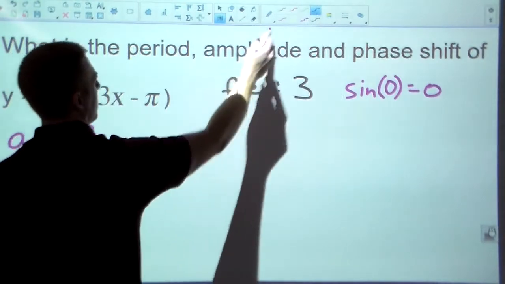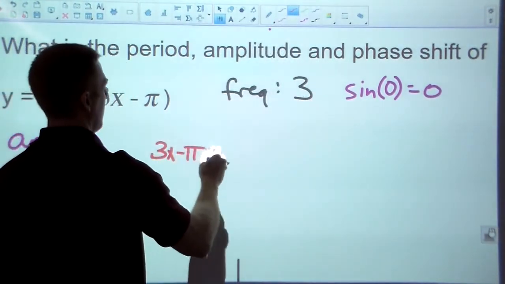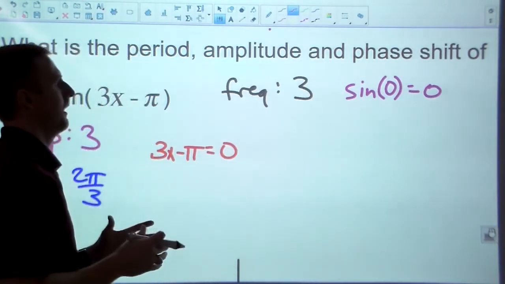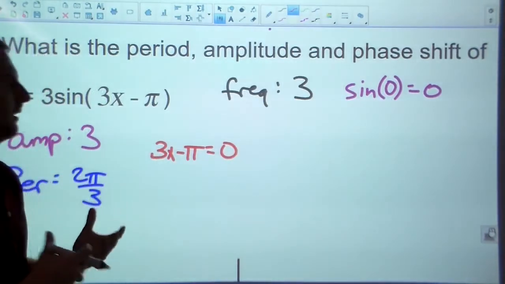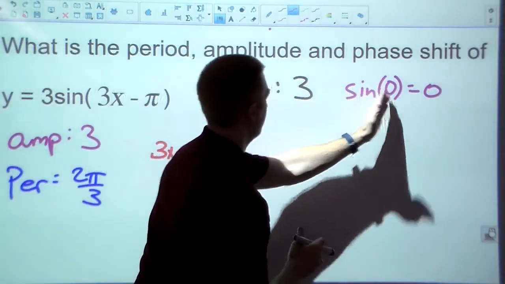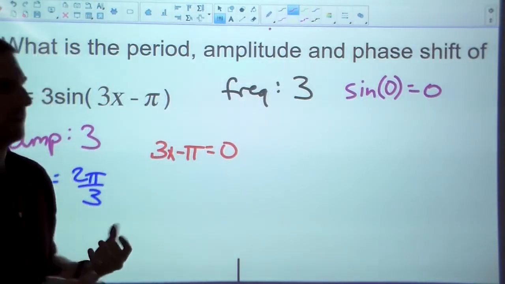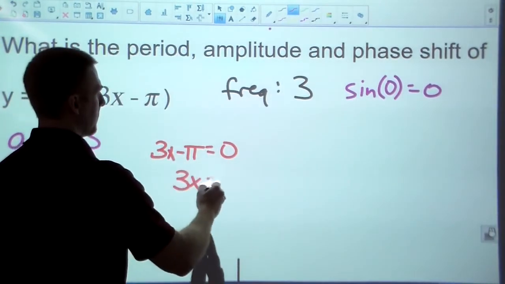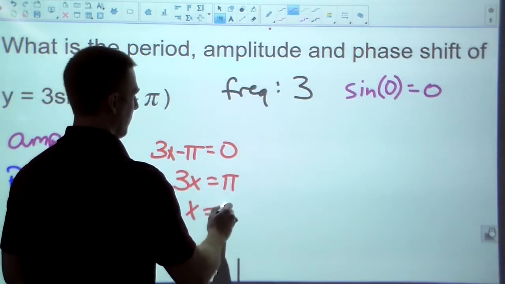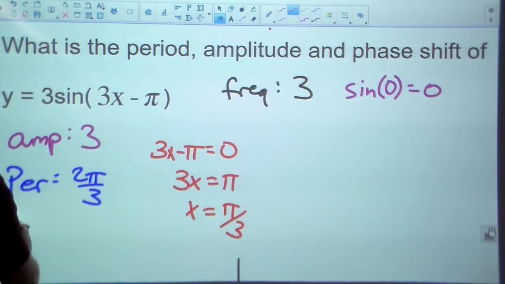So we'll take 3x minus π and set it equal to 0. This is kind of where you usually begin. I want to see how this thing gets shifted, so I'm going to take where it typically begins, set this stuff equal to it, to see what change would have to be made to make it be where you normally start. So 3x is going to equal π, and then ultimately x is going to be π over 3. And that's really it. That's your phase shift, π over 3 radians.